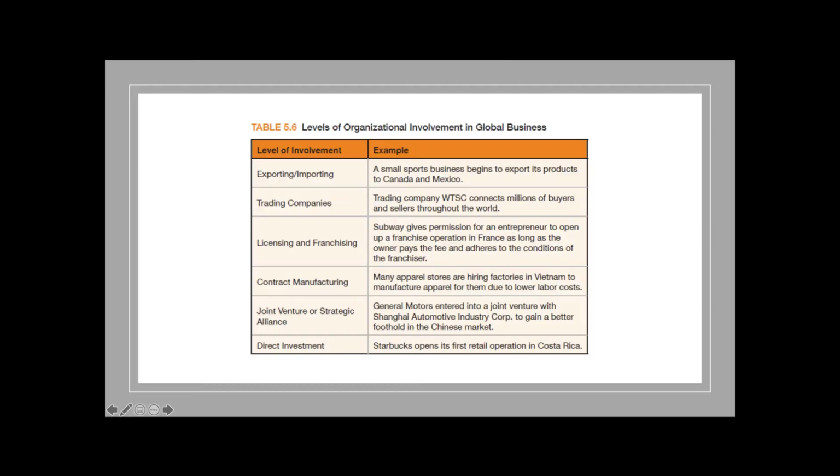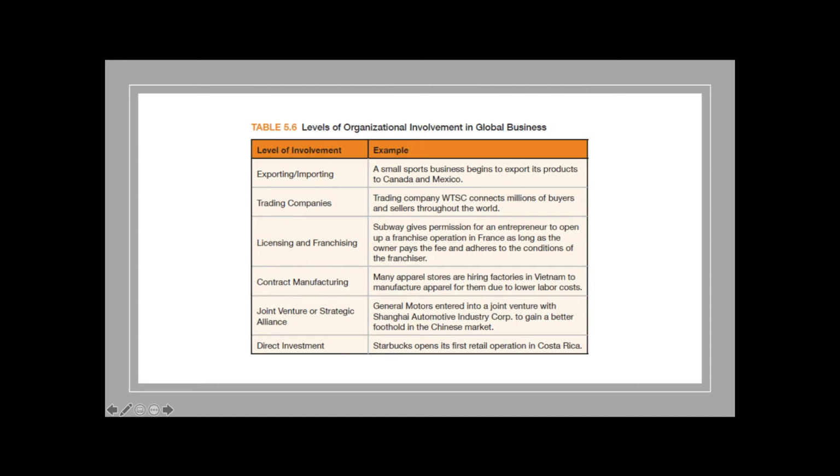Now, let's open right out of the gates here. This is a table from chapter 5 of your textbook. You can see here it lists off 6 different ways to get involved. And didn't you just on the previous slide say 4? Yes, I did, because 4 of these are the predominant ways that we think of organizational involvement or getting involved in entering into international business.